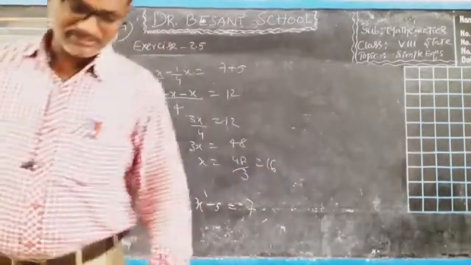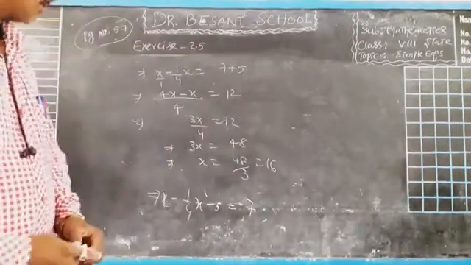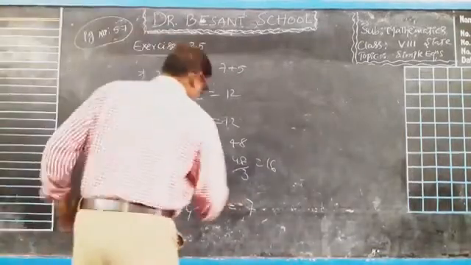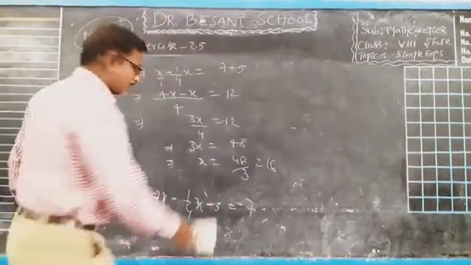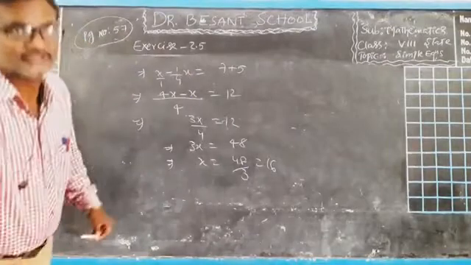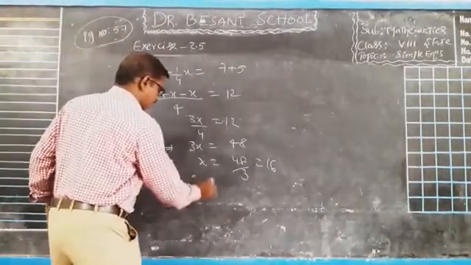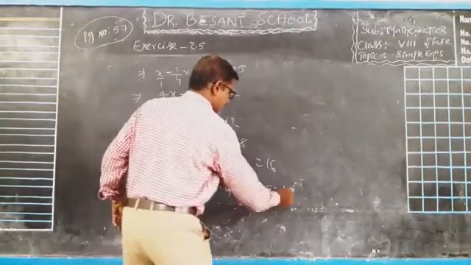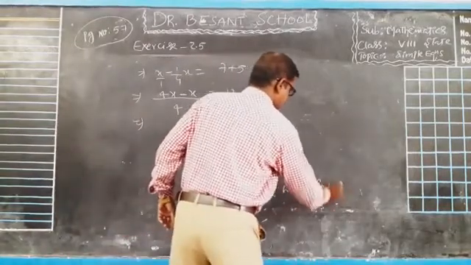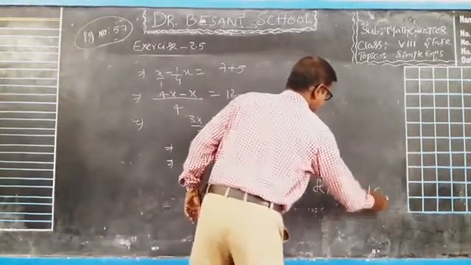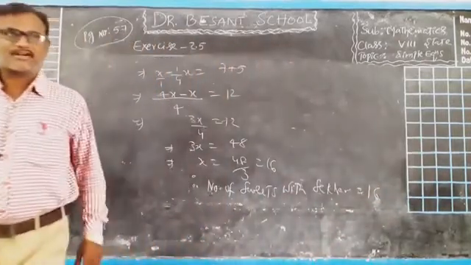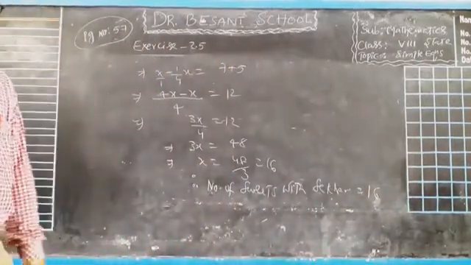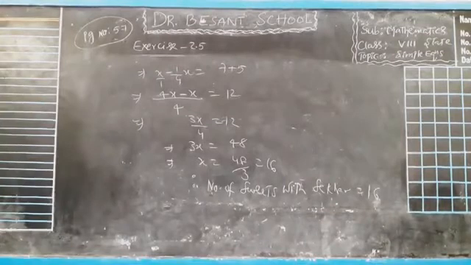Okay children, therefore what is the total number of sweets with Shaker? 16. Therefore the number of sweets with Shaker, X, is equal to 16. So I hope that you have understood this solution. Is it clear children? Yes.